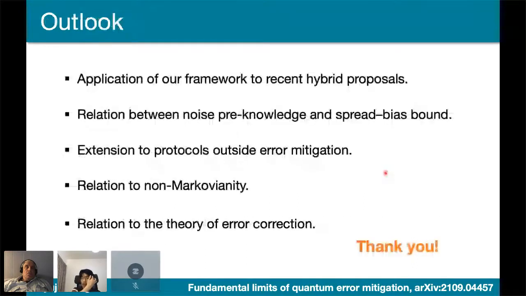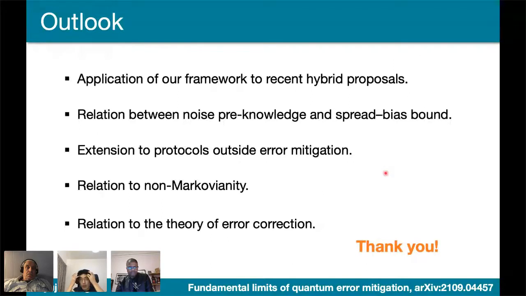I consider this work as a starting point of this new program of a general theory of quantum error mitigation. It will be interesting, for instance, to apply our framework to many other error mitigation protocols, or when somebody comes up with new protocols, to see how we can apply our general results to that, and especially recent hybrid proposals that combine multiple protocols in a unified framework, and how they perform. That's an interesting question. Also looking at the relation between the noise pre-knowledge and the sampling-bias bound is interesting.